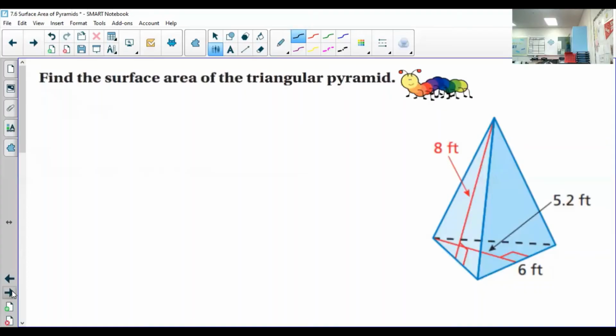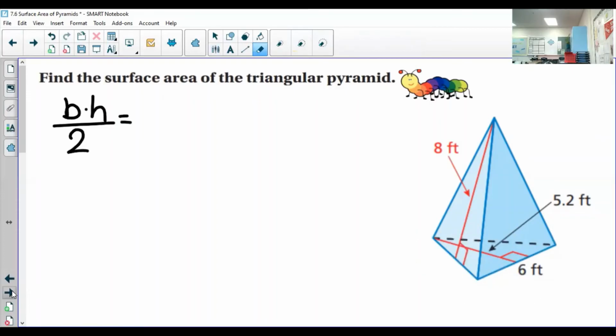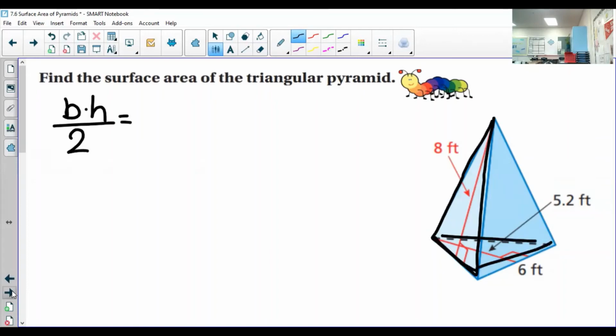Now, the difference here is that our base is a triangle. So how do I find the base? I'm going to have to do base times height divided by 2. And then to do my sides, that's going to be this distance right here. How many of those do we have? Well, 3, right? 1, 2, 3 of them. So we can do 3 times base times height, divided by 2.